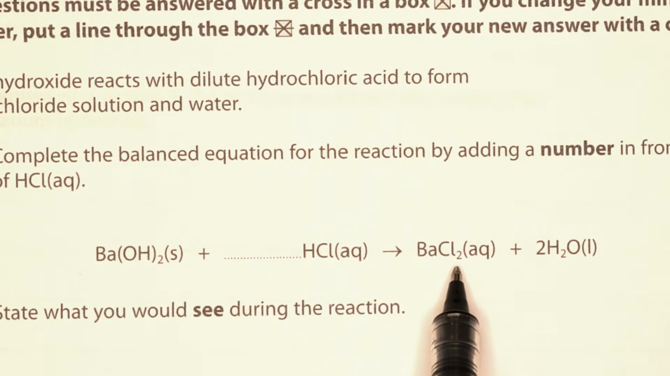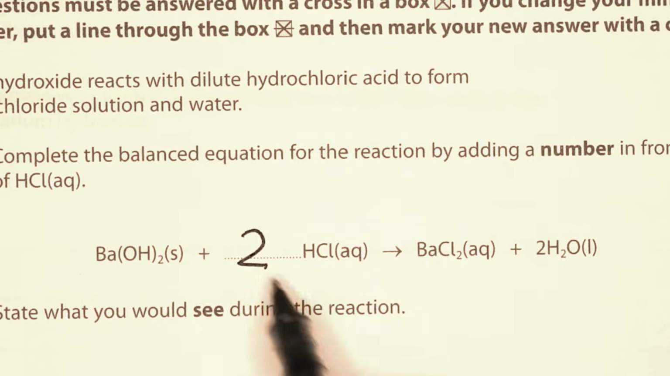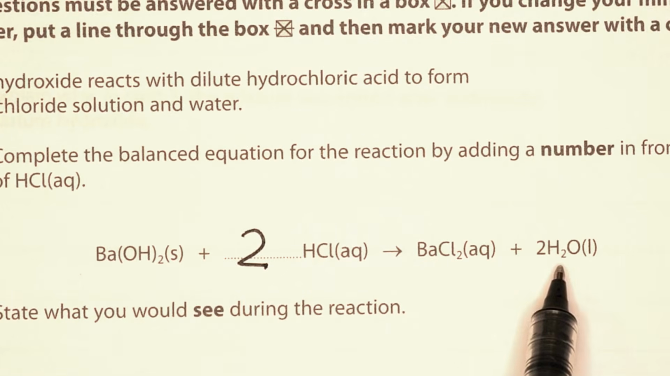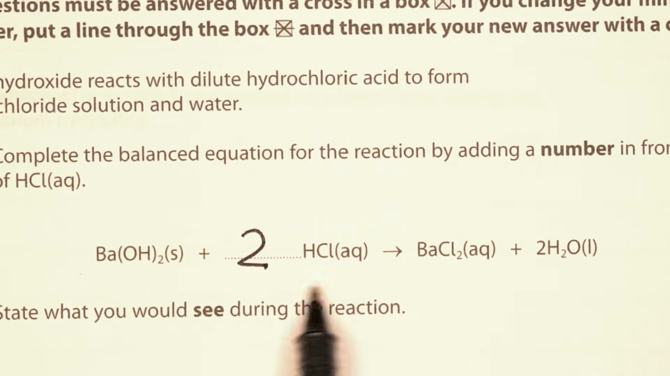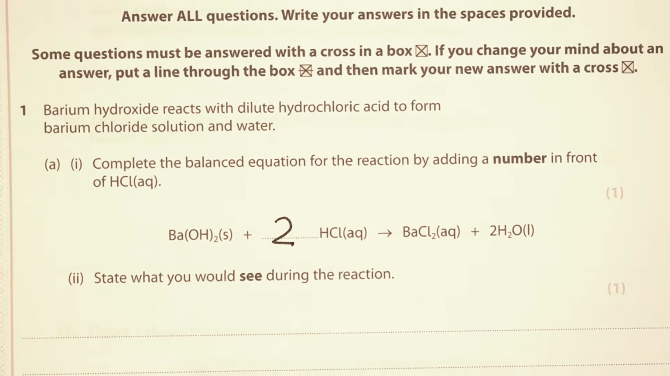On this side we can see we've got 2 Cls but only 1 here, so we need to multiply the HCl by 2. Let's check that we've still got the right number of Hs on each side. On this side we've got 4 Hs, and on this side we've got 2 Hs here and 2 Hs here, so that's 4 on that side.